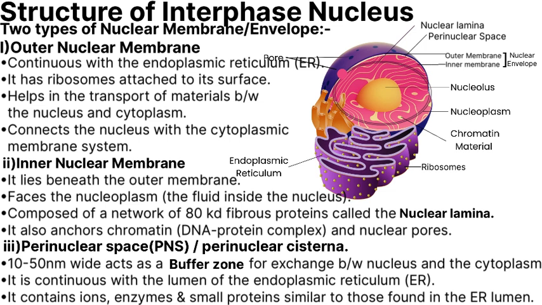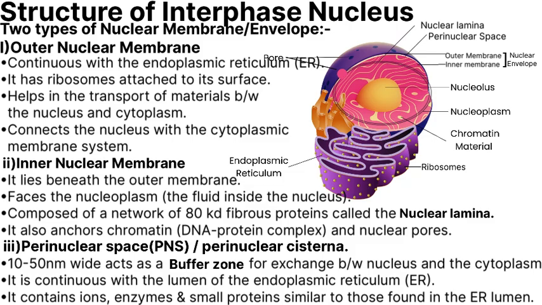But before that, there is another space between these two layers called the perinuclear space or PNS. This is also called the perinuclear cisternae, as it is the space or the gap between the inner and the outer membrane of the nuclear envelope. See, as I said, the outer nuclear membrane is continuous with the ER.